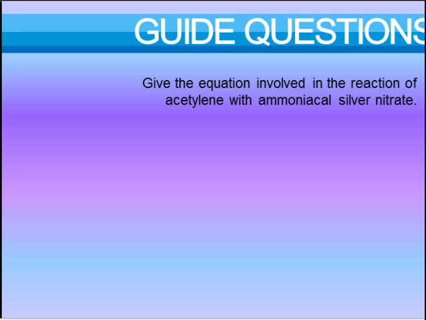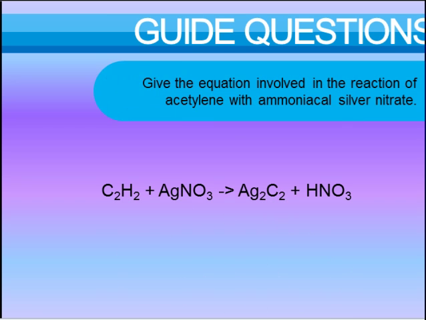Give the equation involved in the reaction of acetylene with ammoniacal silver nitrate. Well, we've seen this earlier already. To cut it short, hydrogen is broken off and replaced with silver. No pi bonds broken. Result is silver acetylide and nitric acid.